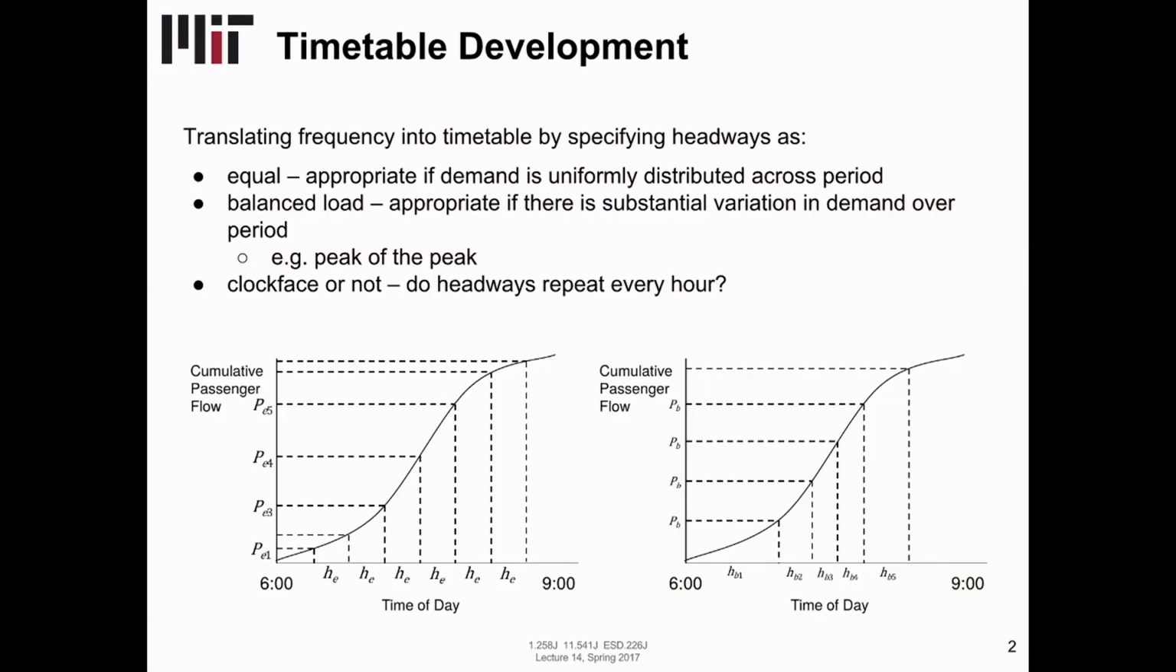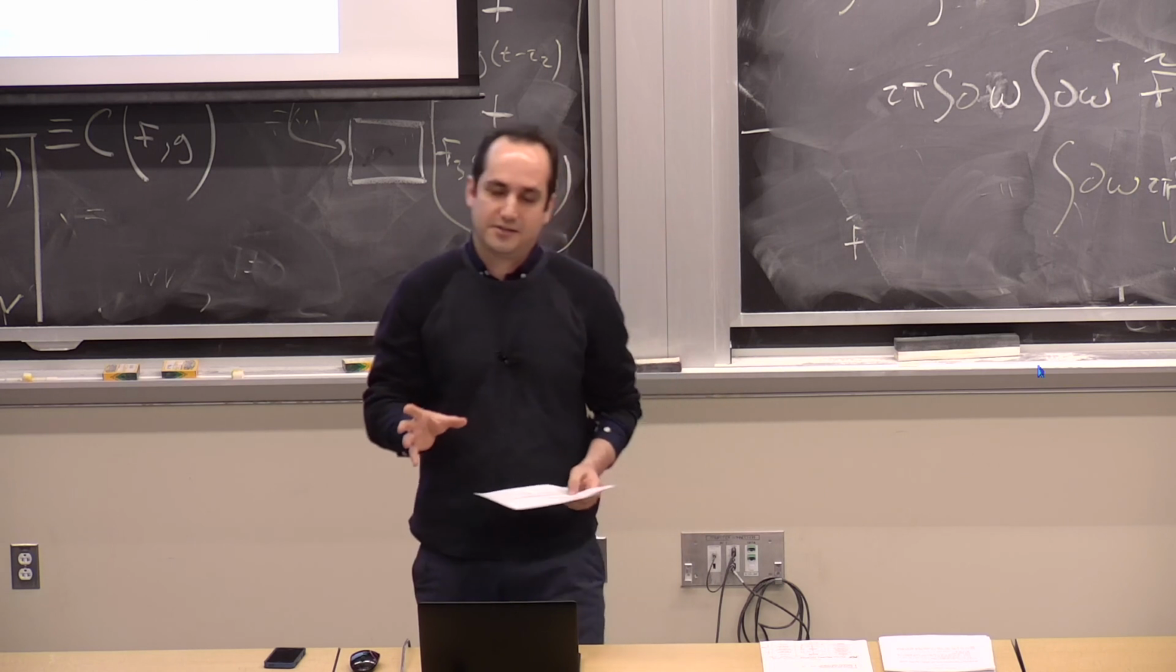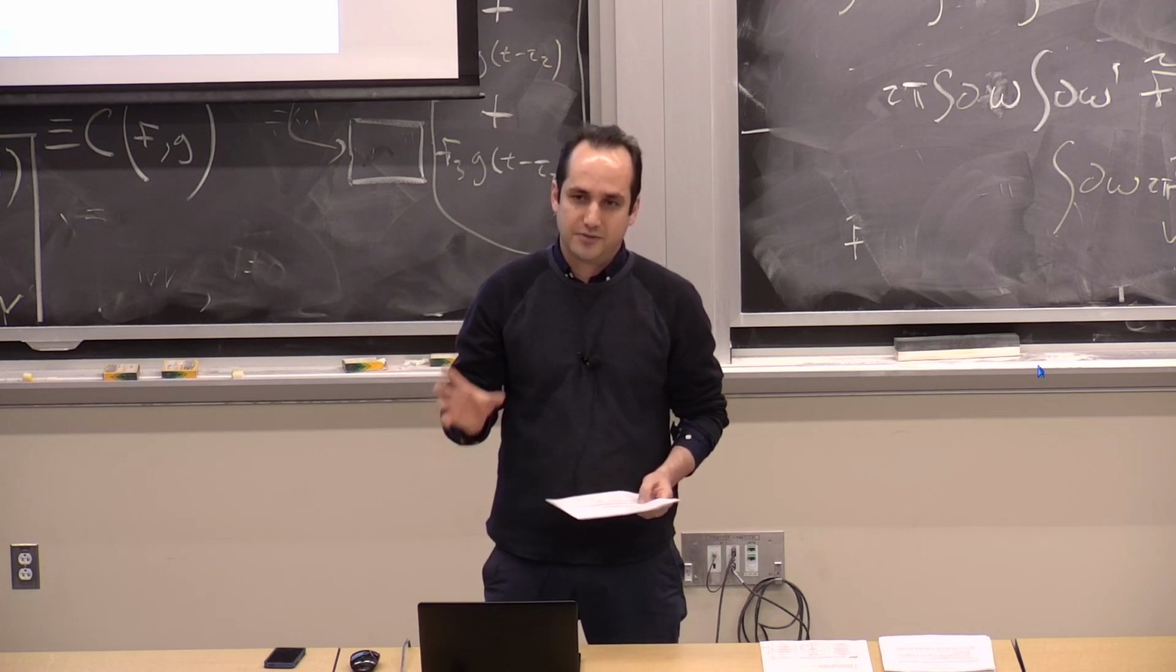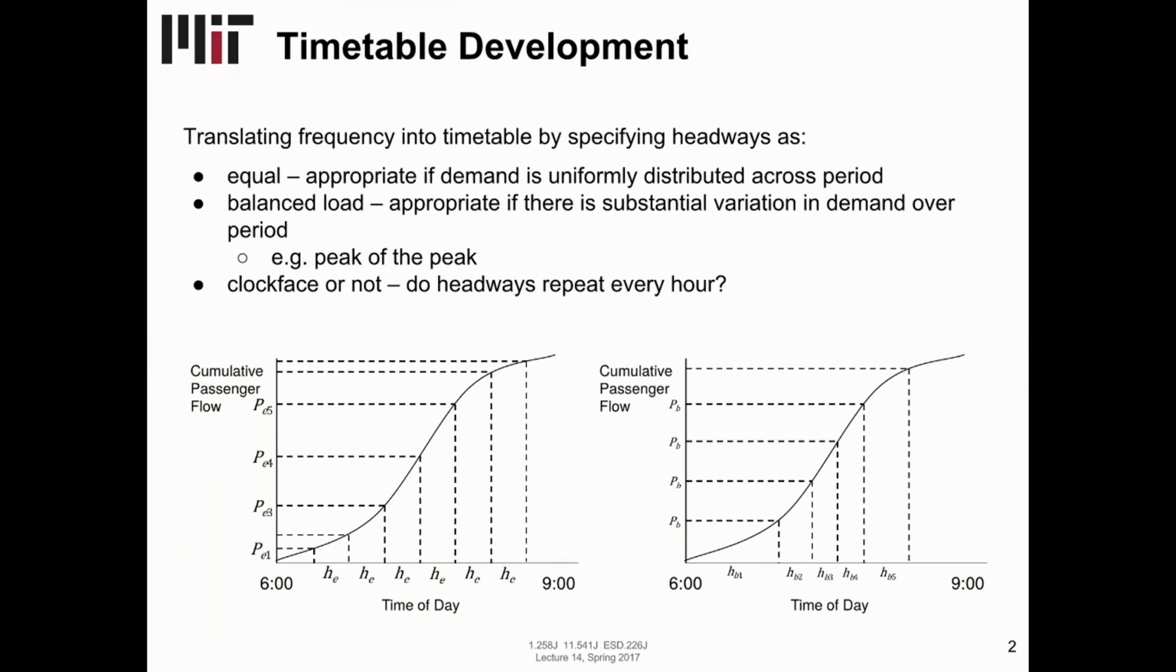So the task of developing the timetable is basically the task of translating frequencies into a timetable. We may all be familiar with what a bus service or a train service timetable is. It basically includes the list of departures and arrivals to different stops by different routes. There are alternative ways of determining the timetable. The simplest way is to just use equal headways. The frequency that you allocated to the route during the time period, just distribute them evenly over the time period.